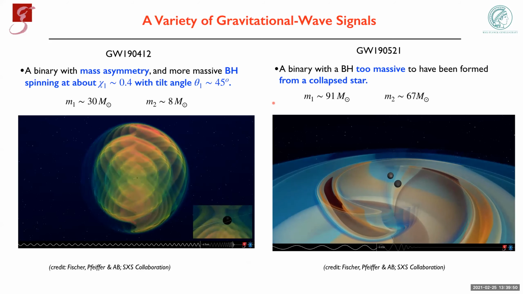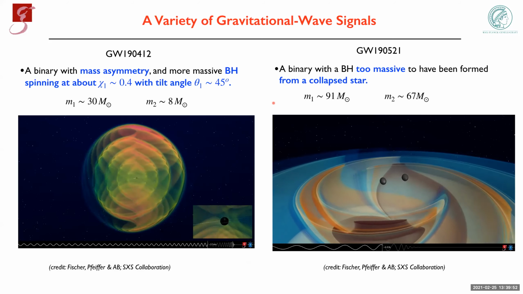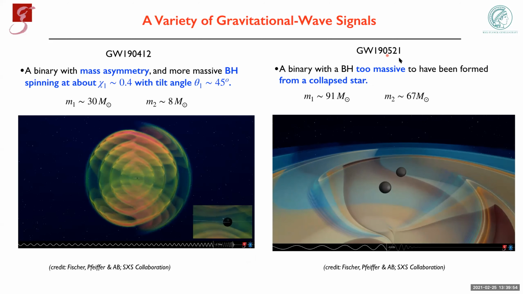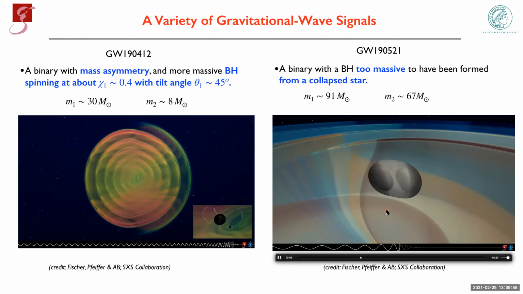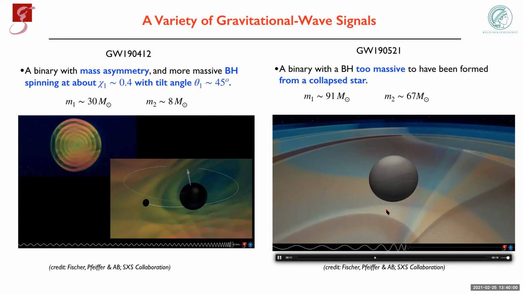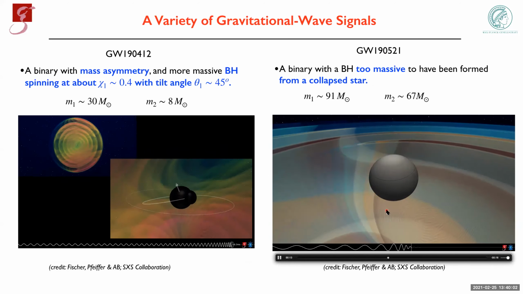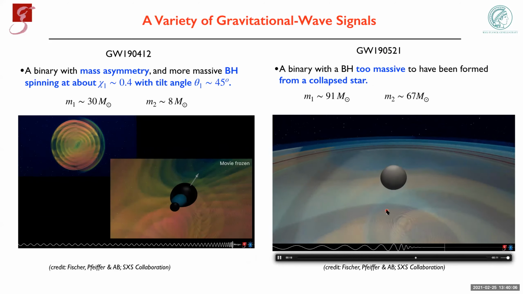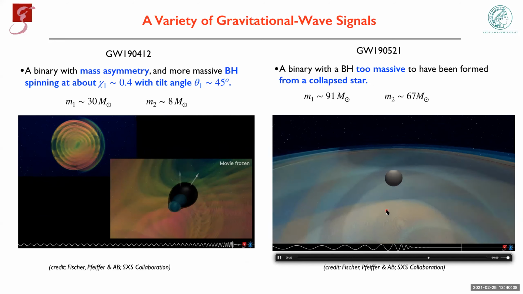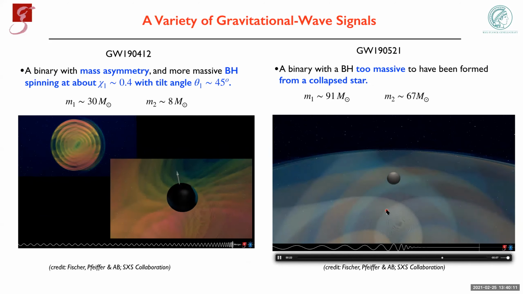On the right, there is another very important event, the 1905-21, and you see this event was very short, very different. We just saw the last few cycles before merger. So, for example, the kind of tests that you can do in these 2 cases are different. In one case, you focus more on the remnant. In the other case, you can focus on the long inspiral.